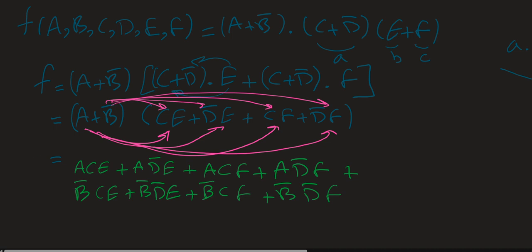This is the function F in terms of sum of products. This always, PoS to SOP is easier.